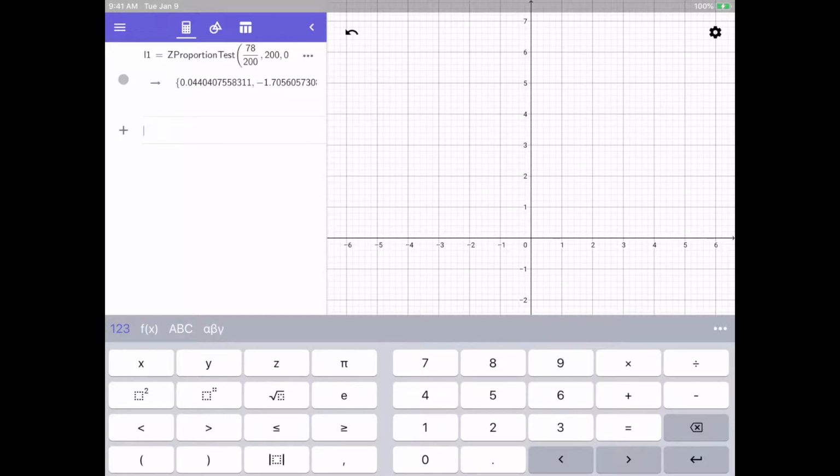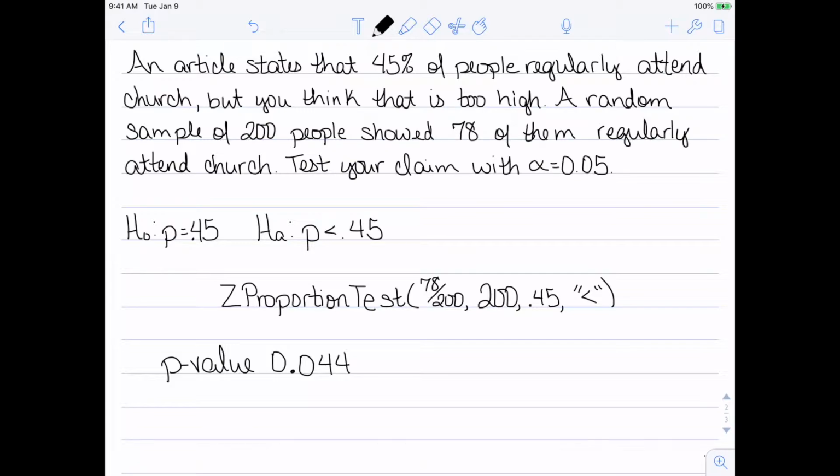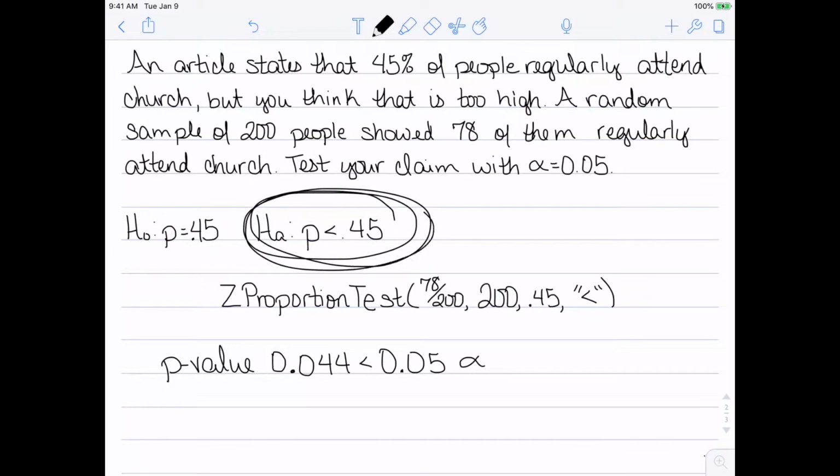So here the p-value is 0.044. We then need to compare that to alpha, which is 0.05. And we can see that the p-value is smaller, and when the p-value is less than alpha, then HA is true. So your claim was correct. This number is too high.